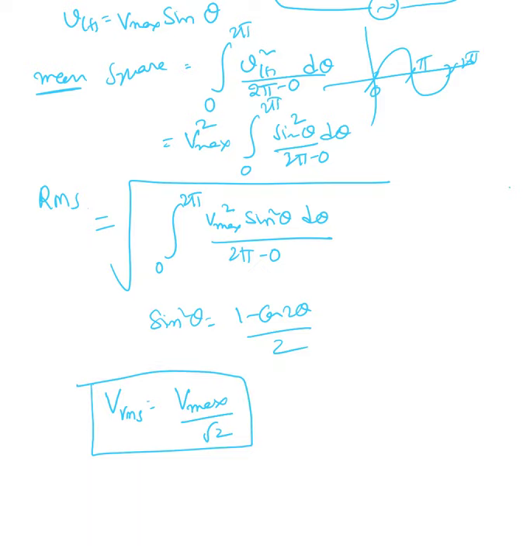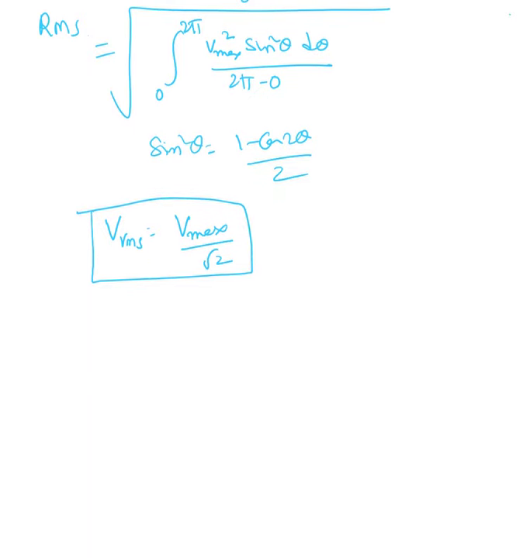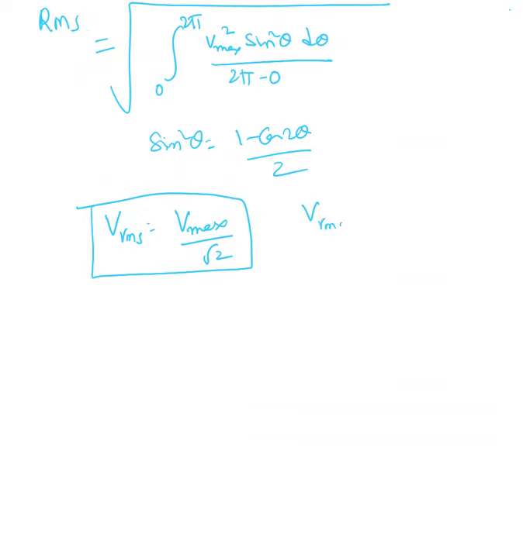Whatever we solved for is a sinusoidal waveform. So V RMS equal to 0.707 V max. This is for sinusoidal.